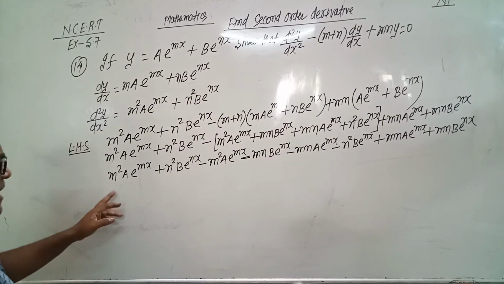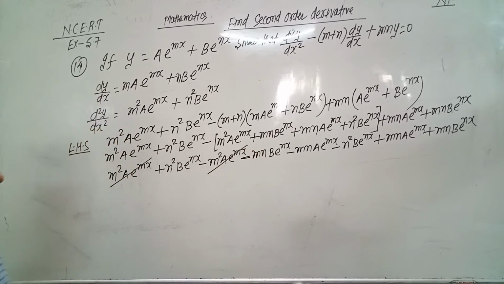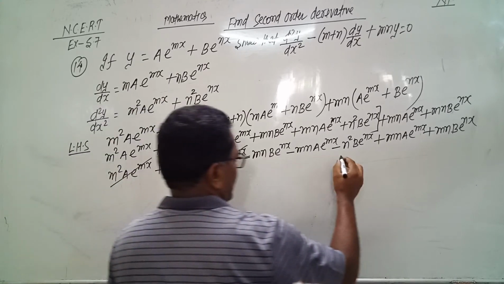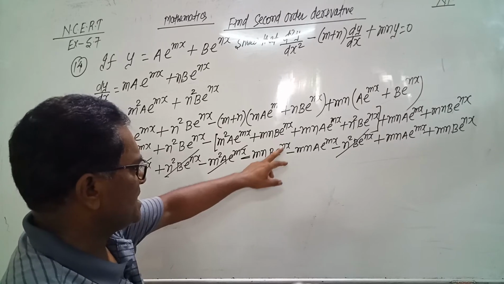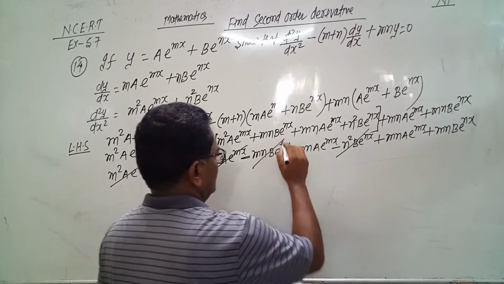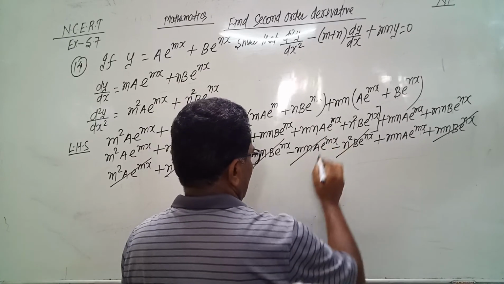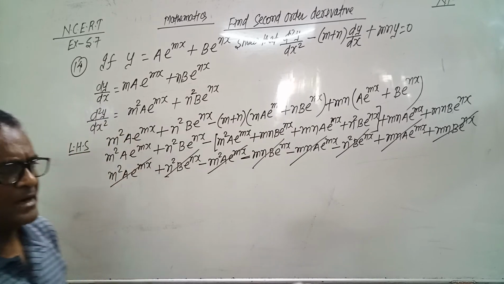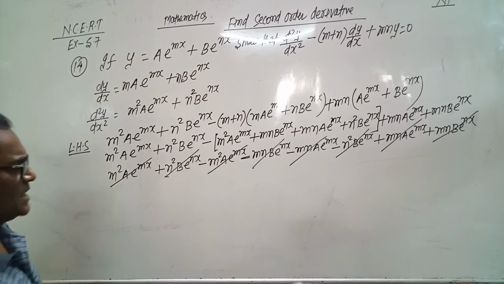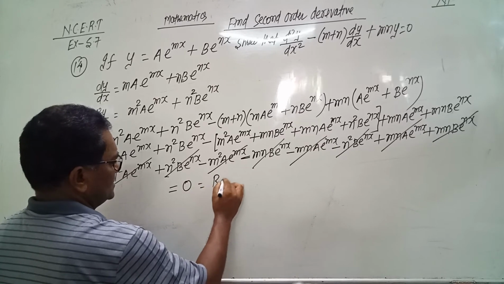Now m square a e raised to the power mx gets cancelled. n square b e raised to the power mx cancelled, and minus mnb e raised to the power mx and plus mnb e raised to the power mx, minus mna e raised to the power mx and plus mna e raised to the power mx gets cancelled and comes to be 0, which is RHS.